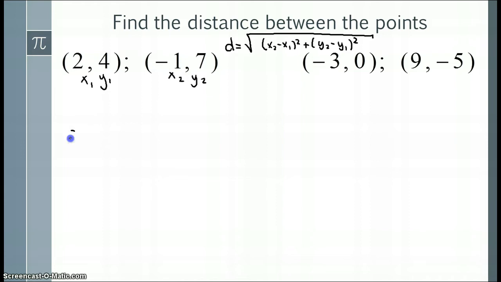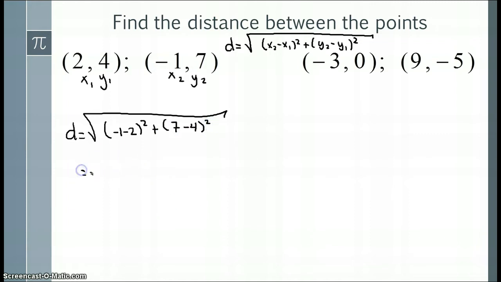So when I go to do my distance here, it's going to be the square root. And again, remember, I'm going to take my x's and subtract them. So negative 1 minus 2 squared plus, and now I'm going to take my y's and subtract them, 7 minus 4 squared. So now I'm going to do some arithmetic. Negative 1 minus 2 gives me a negative 3.